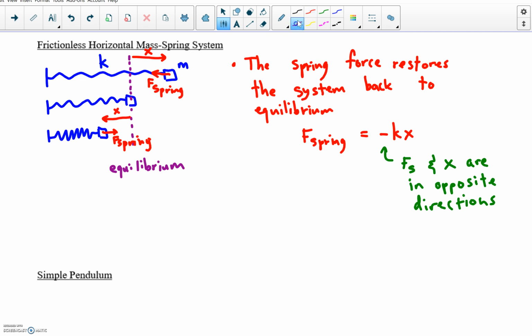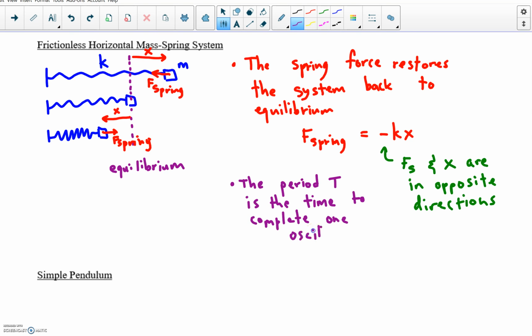The period in this scenario, still capital T, is the time to complete one oscillation, one cycle, one back and forth motion.